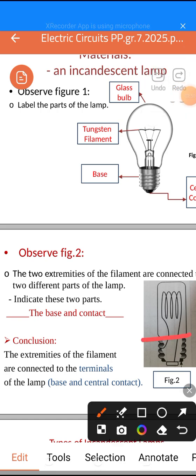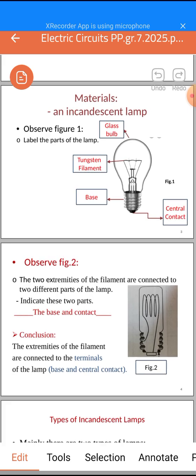And we call them the terminals of the lamp, because the extremities of the filament are connected to the terminals of the lamp, which are the base and the central contact. So when electricity passes in the filament, it heats up and emits the light. That's how an incandescent lamp functions.